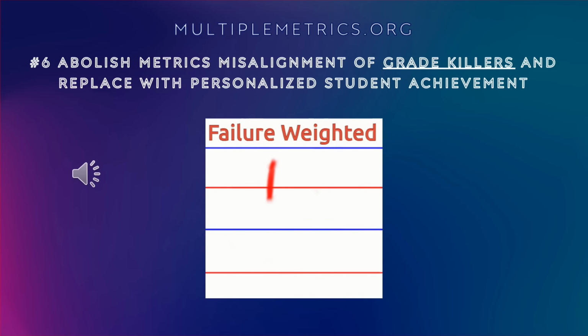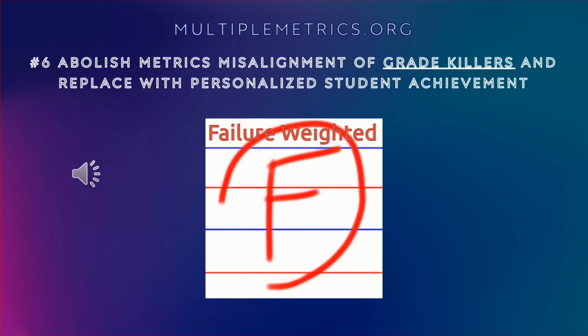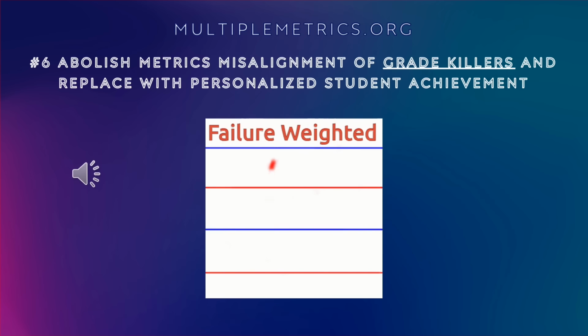The most obvious grade killer is a zero. If you are in a failure weighted system, which the historical system is, and there's a 0 or 50%, that's the most obvious grade killer. But there are thousands of grade killers as well. You don't really need to worry about grade killers if you're in an asset-based system and you stick to collecting evidence and memorializing your teaching effectiveness and what the students can do.